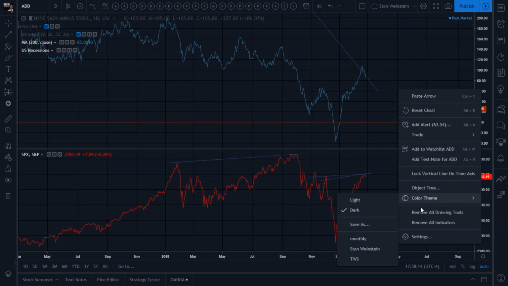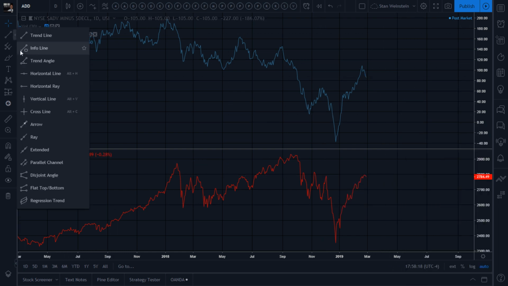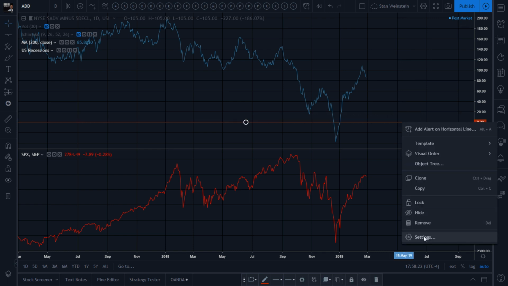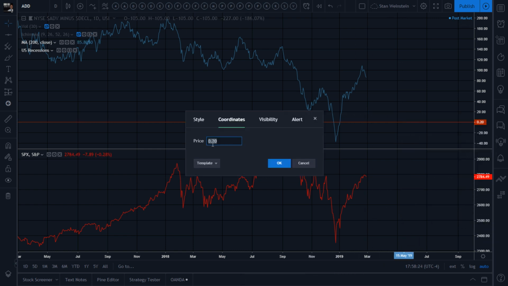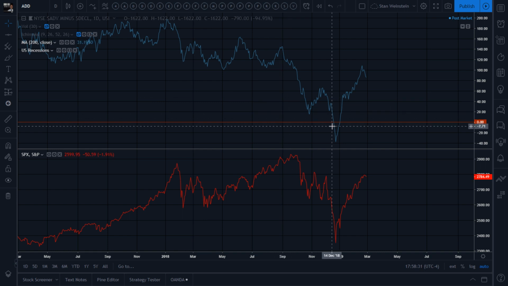Remove all trend lines. Okay, I'm going to put the 0 line. Oh, can't get it right. Just pop in the coordinates. TradingView, sweet. So right here we have a cross in negative territory, not good. Again, going downwards.